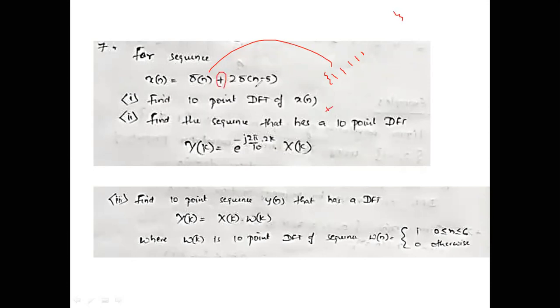So see here, delta n minus 5. This particular sequence itself you have to take separately. You have to multiply it by e to the power minus j 2 pi divided by 10, into 5 into n. Then you have to substitute n equal to 0, n equal to 1, n equal to 2, and so on. So this is a clever way of doing it.